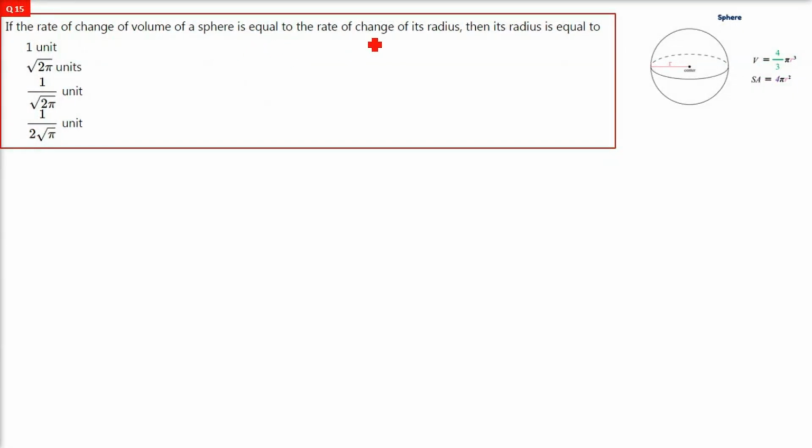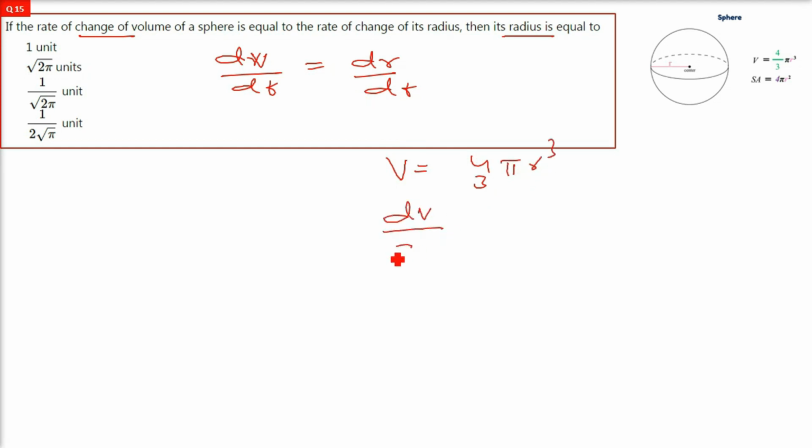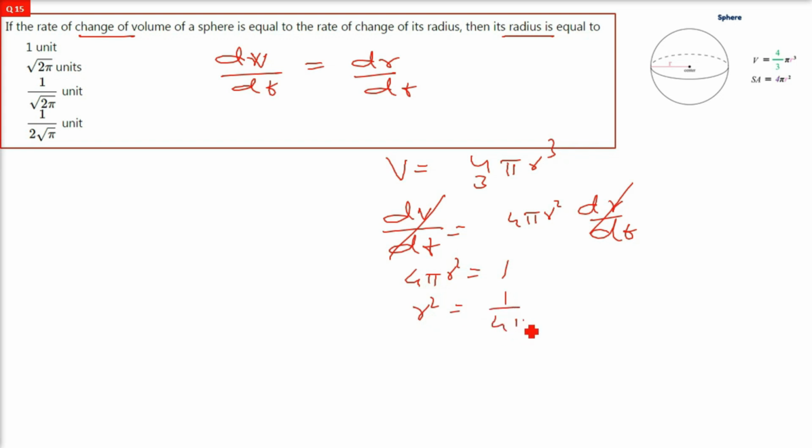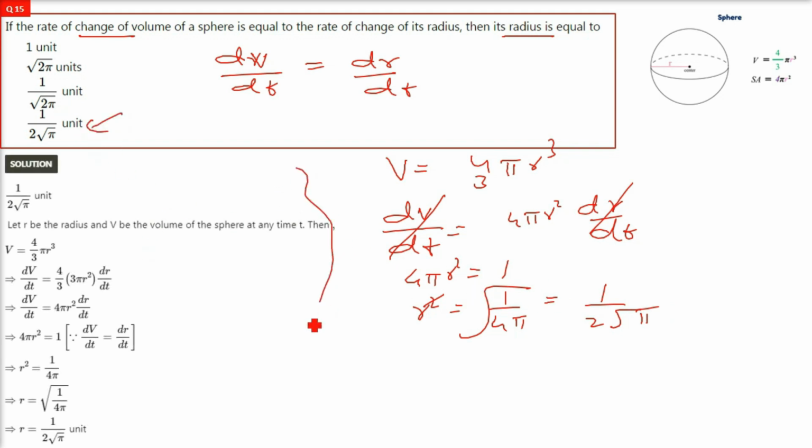If the rate of change of volume of a sphere is equal to the rate of change of its radius, then its radius is equal to. So dV by dt is equal to dr by dt. This is given in the question. Volume is 4 by 3 pi r cube. dV by dt is equal to 4 by 3 pi into 3r square, this 3 gets cancelled, 4 pi r square dr by dt. dV by dt equal to dr by dt, so 4 pi r square equal to 1. r square is equal to 1 by 4 pi. 1 by 2 root pi is the answer. So this is 1 by 2 root pi. This is the answer. So in MCQ, you have to write this.